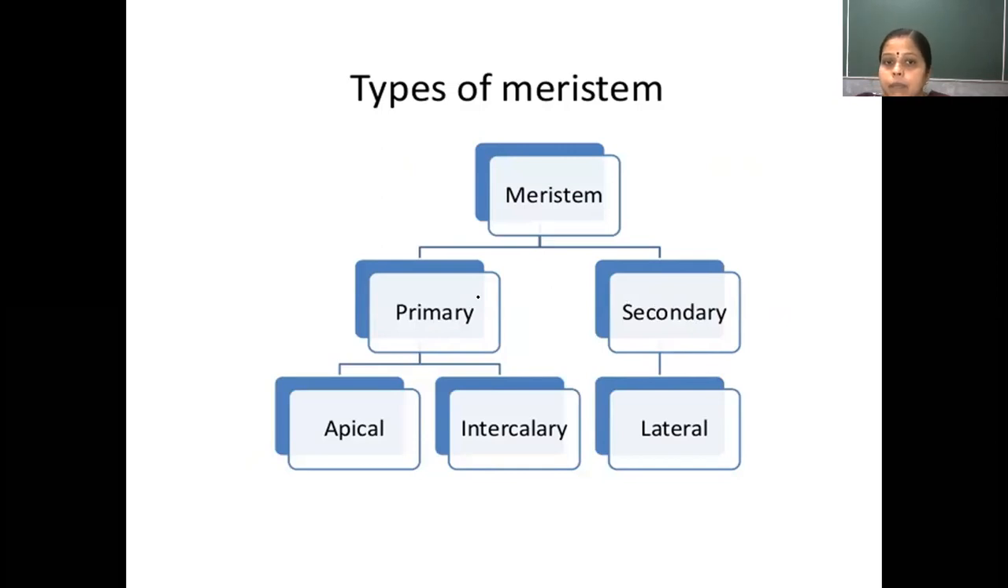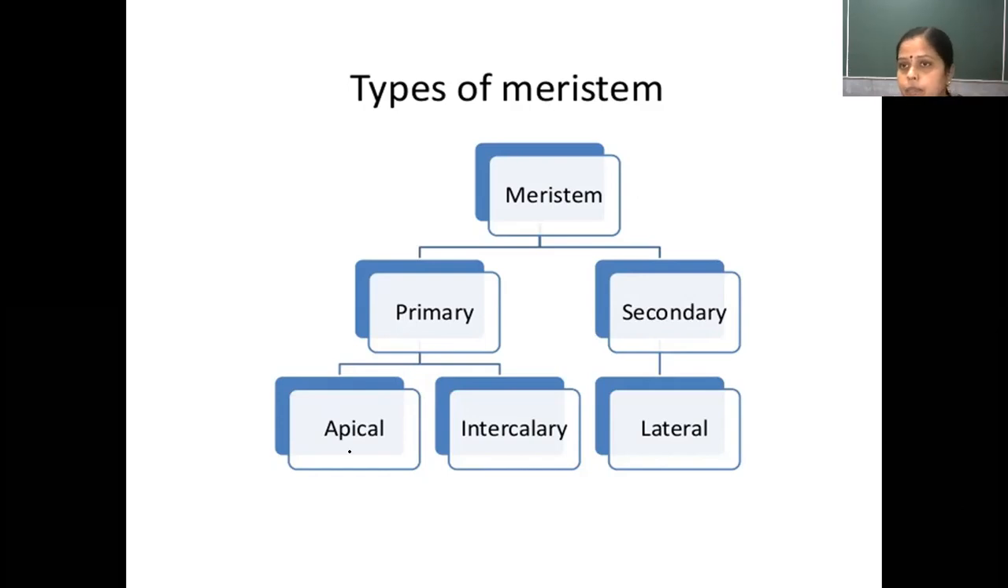Next, this primary meristem is involved in increasing the length of the plant. Primary meristem helps the plant grow in length. Whereas secondary meristem is involved in increasing the girth of the plant, or the width of the plant. It helps the plant grow in width. Okay. Next, primary meristem is again of two types, apical meristem and intercalary meristem.